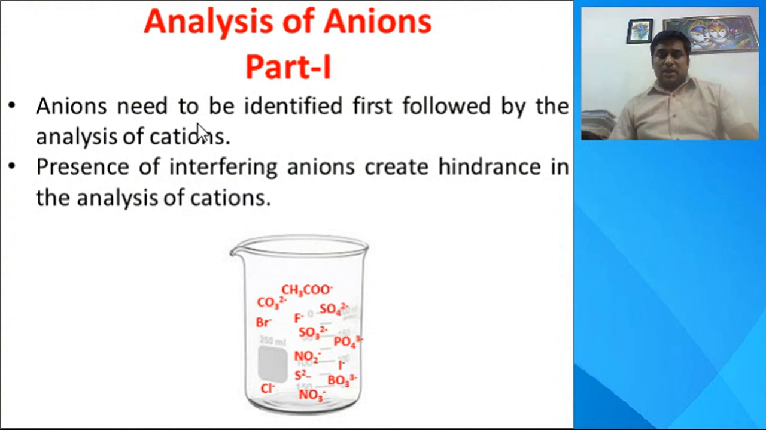As you know, the analysis of anion is important. Before we proceed for the analysis of cation, we need to find out what are the anions present. One of the important reasons behind that is we need to ascertain what are the interfering anions present in the mixture, because if we do not know what are the interfering anions there in the mixture, and if we proceed with those, then we will get erroneous results. So that is why we need to find out what are the anions present in the mixture before proceeding for the analysis of cations.